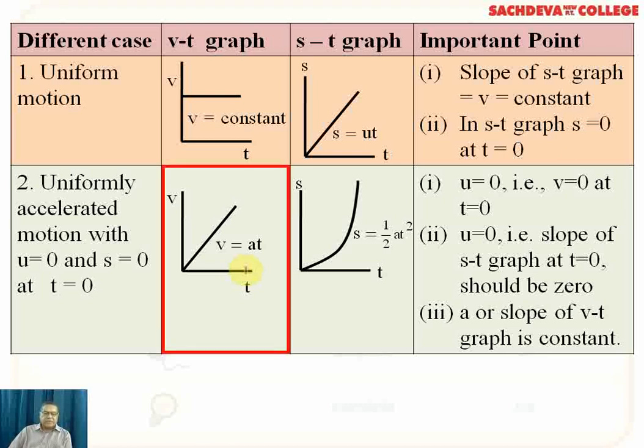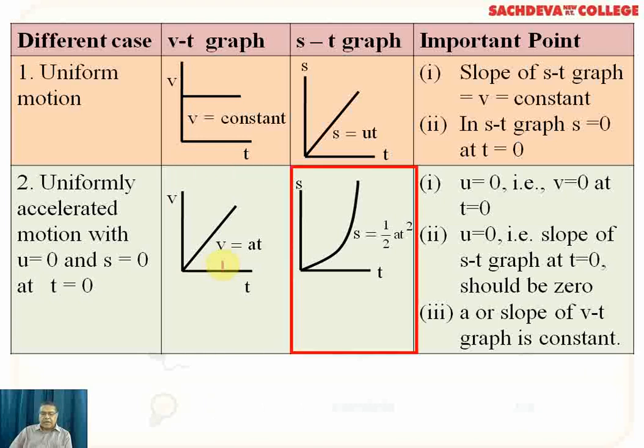So first is the VT graph. In the VT graph, what we are finding is that V is equal to AT, indicating that if T is increasing, V will increase. If T decreases, V will also decrease. A remains constant. A remains constant means it is uniformly accelerated motion. Now in the second graph, it is the ST graph, the distance-time graph.